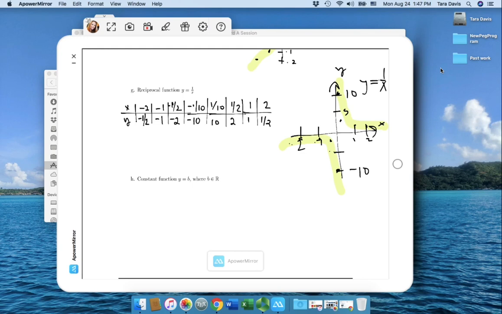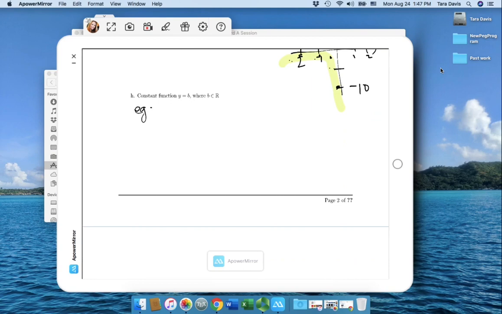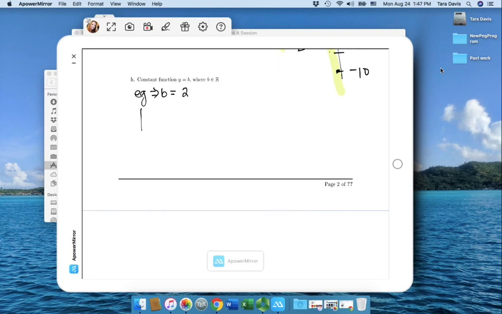And then the last example is the constant function, y equals b, where b is any real number. I guess I could do an example like b equals 2. It doesn't matter, but this is just to make it concrete. Okay, so this is x, and then y. So let me choose all of the points I want to plug in. And so what this is saying is that no matter what x equals, y always equals b. So in my example, y always equals 2.